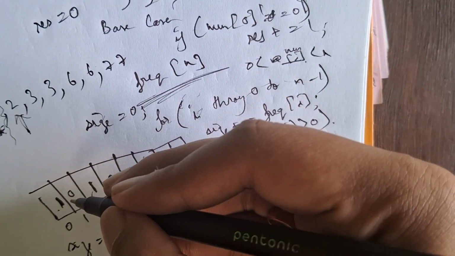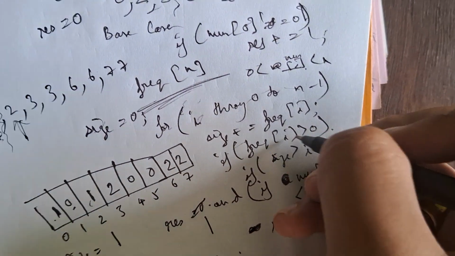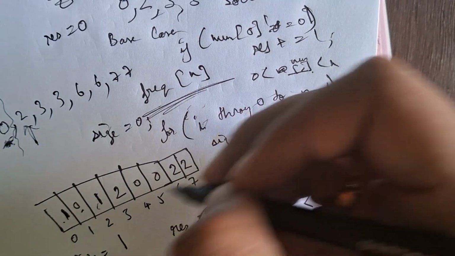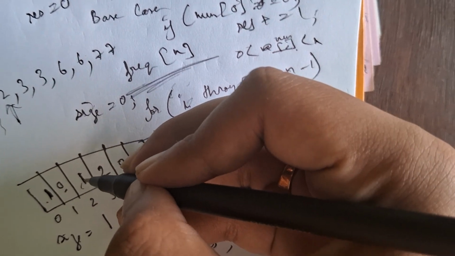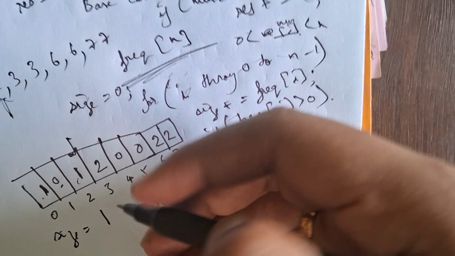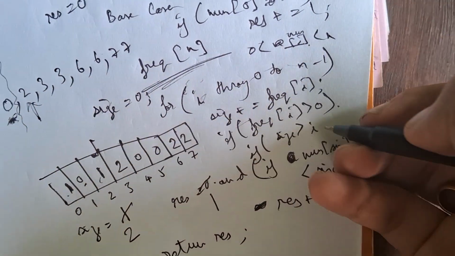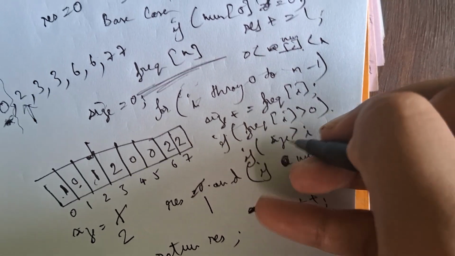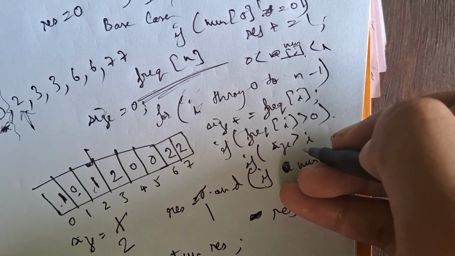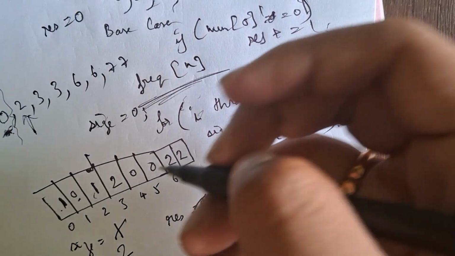Now we are going to go to 0. Size remains the same, but frequency of it is not greater than 0, so we don't need to consider this. So we are going to directly go to 2 and make the size 2. Now check if size is greater than i. Is size 2 greater than 2? Nope, so we don't need to check this.